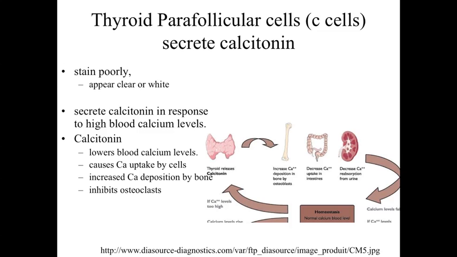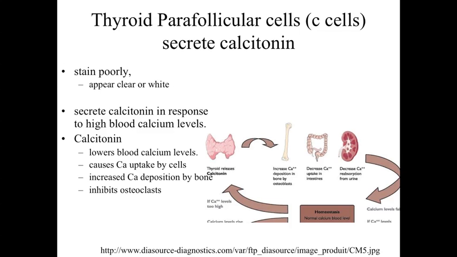And basically what happens is these cells are going to respond to high levels of blood calcium. They're going to recognize the high levels of blood calcium, and they're going to secrete calcitonin. And so what calcitonin does is has an overall effect of lowering blood calcium levels. And it's going to do that by causing cells to uptake calcium, so essentially to take calcium up and store it in things like the sarcoplasmic reticulum, other locations within the body.